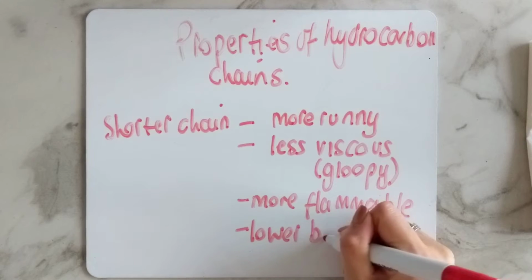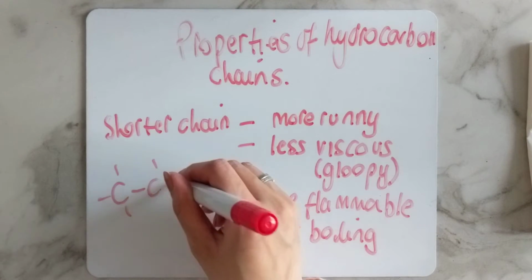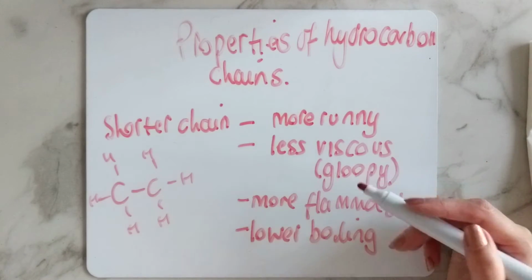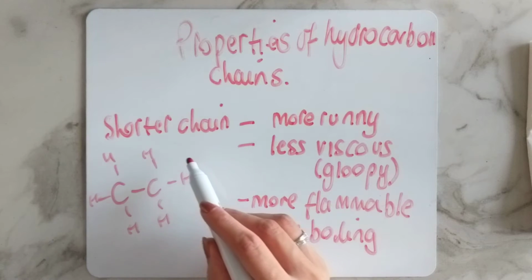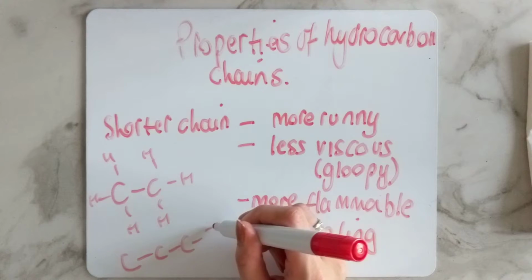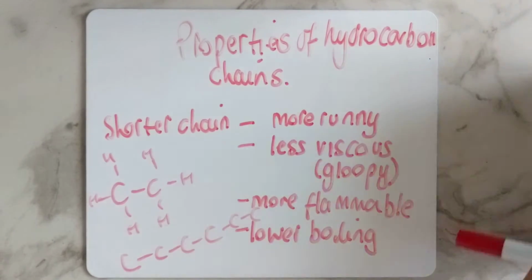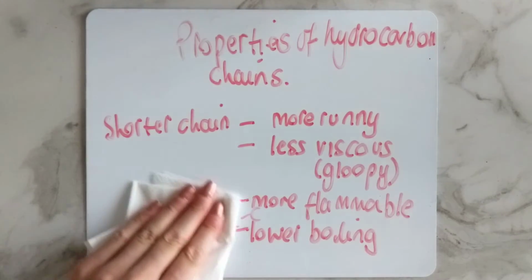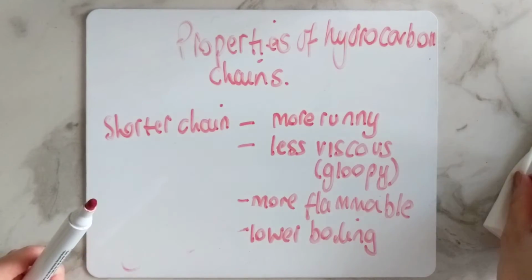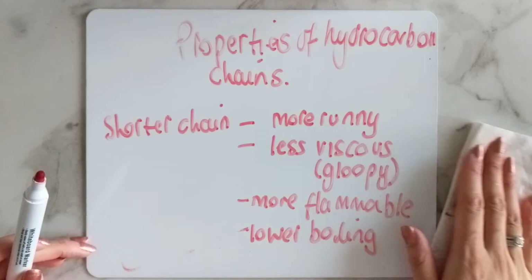And the reason for this is because if it's a shorter chain, let's say it's just ethane, for example, you don't need as much energy to break down these bonds as you would for something with 50 carbons. So you don't need as much heat energy to break down the chain, so they have lower boiling points. Okay, so that's all we really need to know about hydrocarbons.